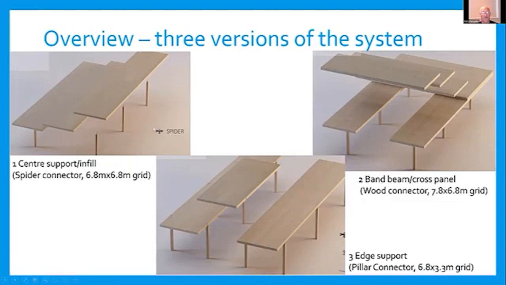This is the one we're going to focus on. This uses the spider connector that we'll talk about more. This is a band beam system that we looked at with cross panels. I think Katie probably talked about something similar. One thing here is you need a lot of screws to create composite action, which we found to be on the critical path, so getting it off the critical path was important. The edge support system is pretty similar to Brock Commons, but using different connector systems. So as I said, our team focused on this 6.8 by 6.8 metre grid.